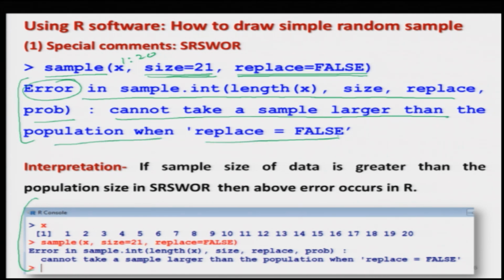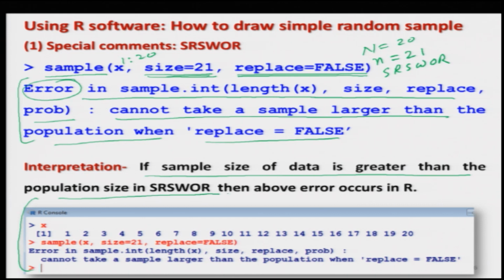So, what are we trying to do? My population size here is 20, and the sample size I am asking for is 21, and I want to use SRSWOR. So, how can you draw a sample of size 21 from a population of size 20 using the without replacement technique? It is not possible. That is why it gives you an error. The interpretation is very simple: if the sample size is greater than the population size in SRSWOR, then this type of error will occur.